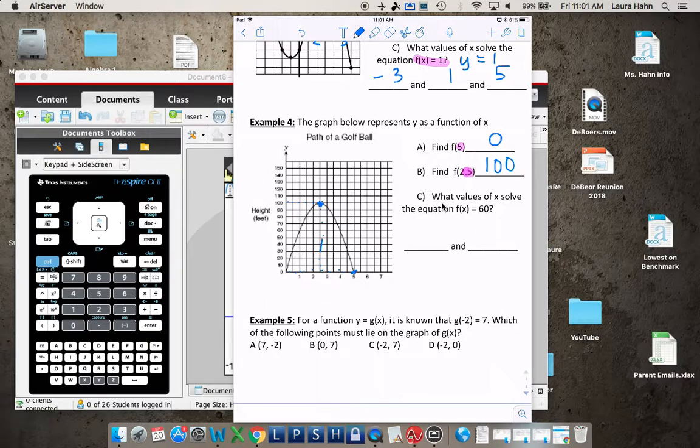Okay, C looks a little different. Now it's asking what values of x. So now I'm finding x when y equals 60. So let's rewrite that. I know that this means y equals 60. So these are your y's. So go to where y is 60. Some of these numbers are a little hard to read, but 0, 10, 20, 30, 40, 50, 60. This is 60.